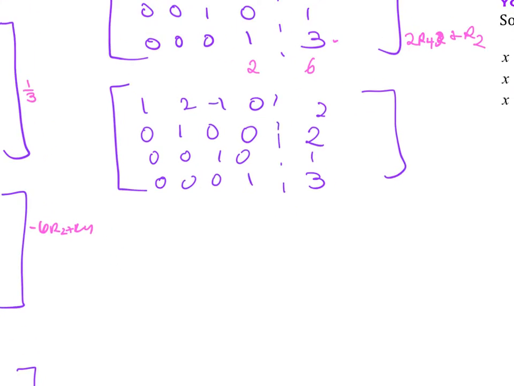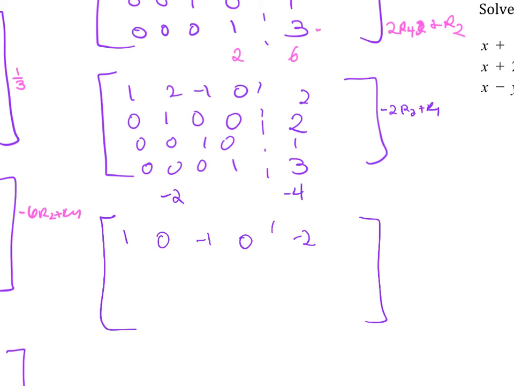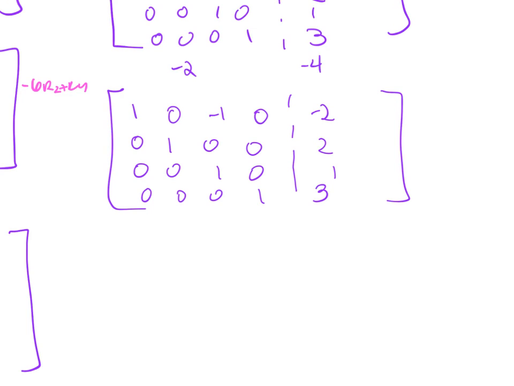So then we repeat this process again with the top line. So then I'm going to multiply this by negative 2, row 2 plus row 1. So negative 2, and this is negative 4. 1, 0, negative 1, 0, and negative 2. And then last, I'm going to add row 1 plus row 3.